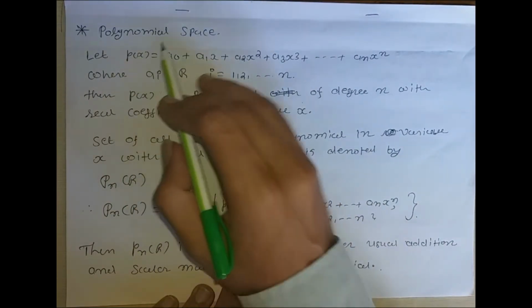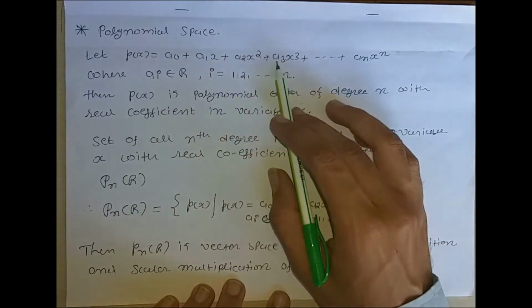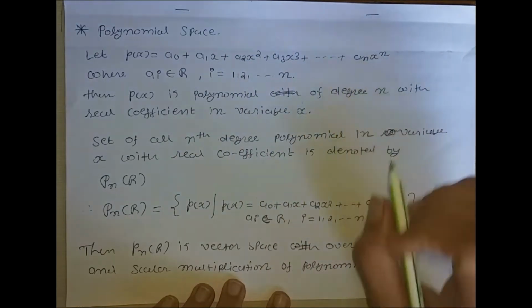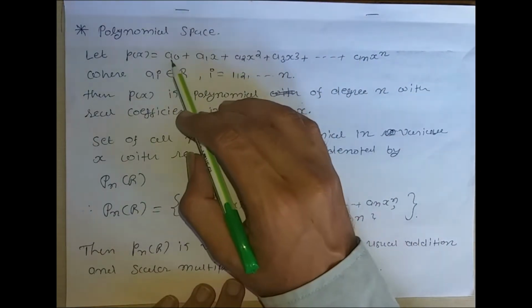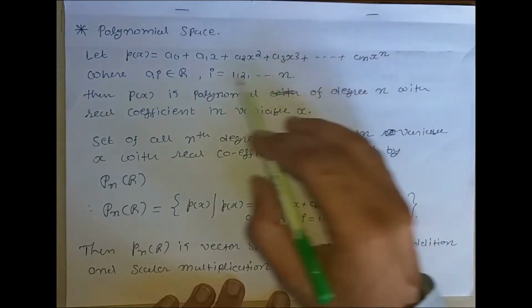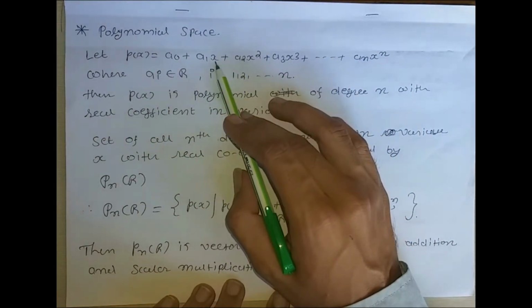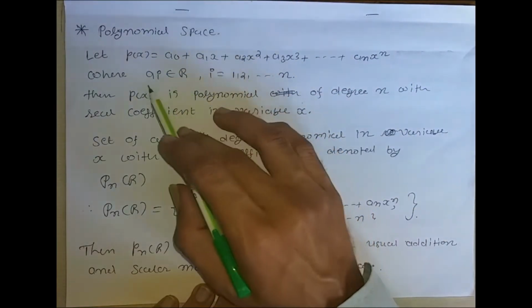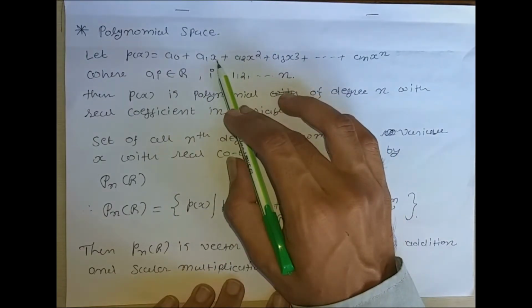Let P(x) = a0 + a1x + a2x² + a3x³ + ... + an xⁿ. This is a polynomial with coefficients a0, a1, a2, up to an belonging to R, and the variable is x. So P(x) is a polynomial with real coefficients, because all these coefficients are real numbers, and there is only one variable, which is x.